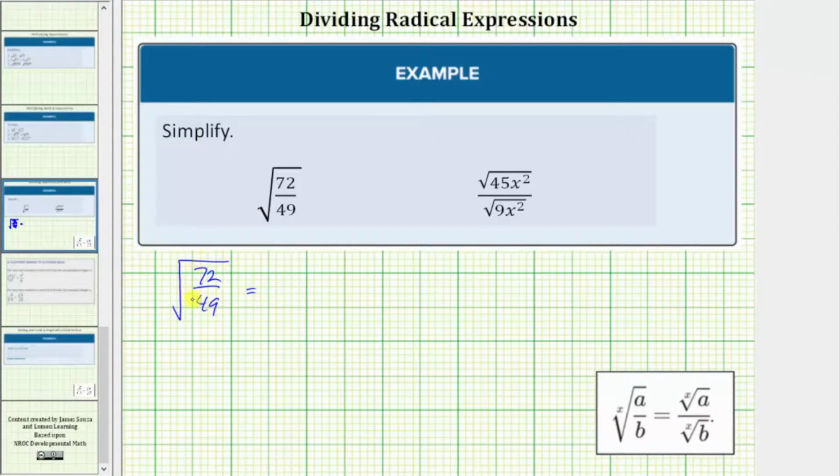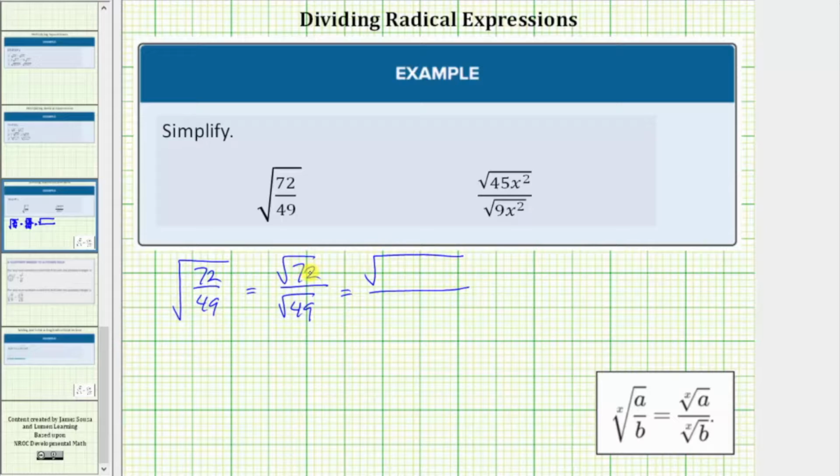To simplify this, we will use the property shown below, which indicates the square root of a fraction equals the square root of the numerator divided by the square root of the denominator. So this is equal to the square root of 72 divided by the square root of 49. Let's simplify the square root of 72 by looking at the prime factorization.